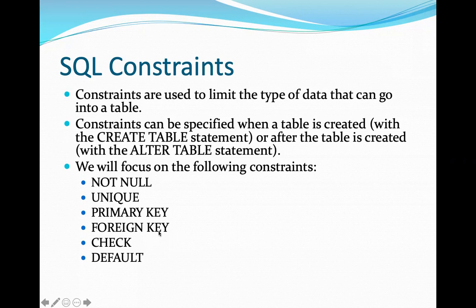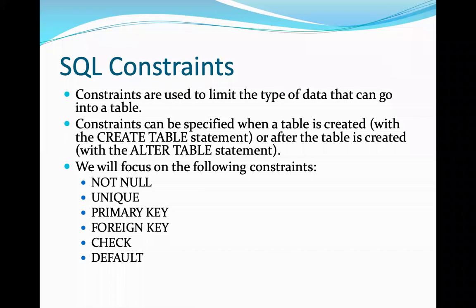Then there is a foreign key constraint also. Foreign key is used so that two tables will be connected with each other. So one table's primary key could become the other table's foreign key. That example we have also seen in the last class.